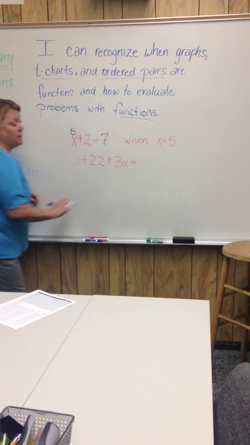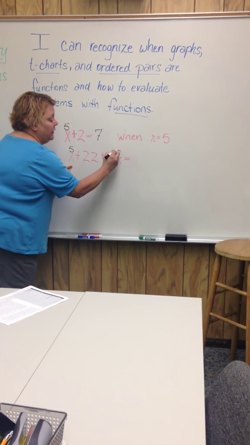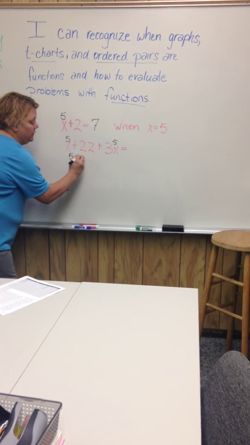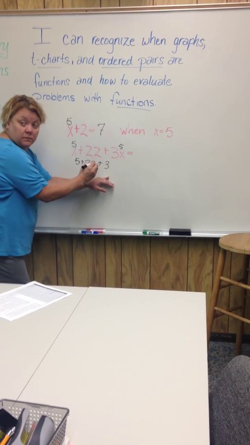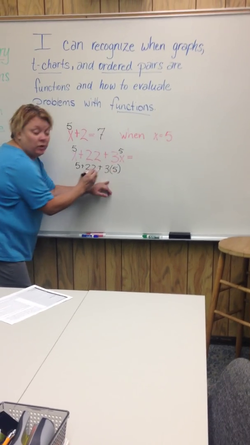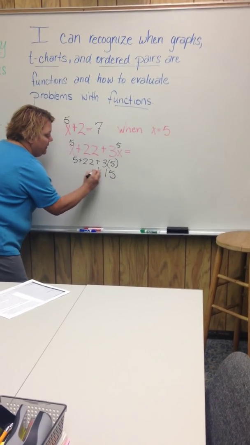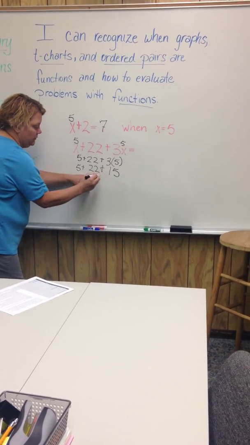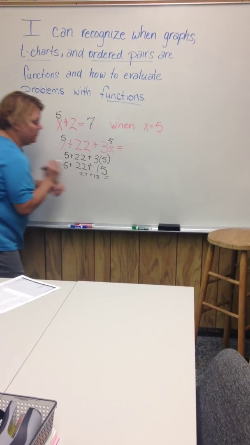Now, let's make it just a little bit harder. What if you substituted x equals 5 in here? Where do you put the 5? How would we write it at this step? We will write it 5 plus 22 plus 3 times 5, which would be 15. So you will take 5 plus 22, which will be 27, and plus 15.